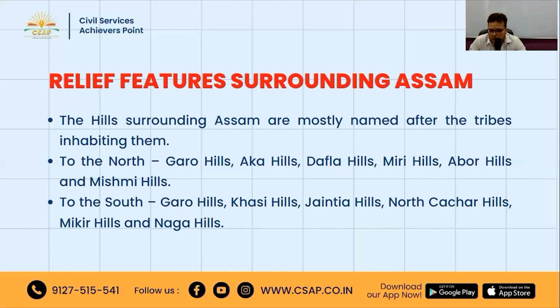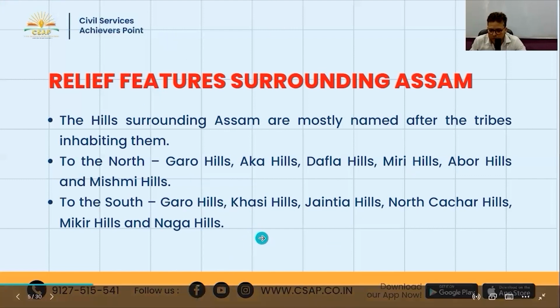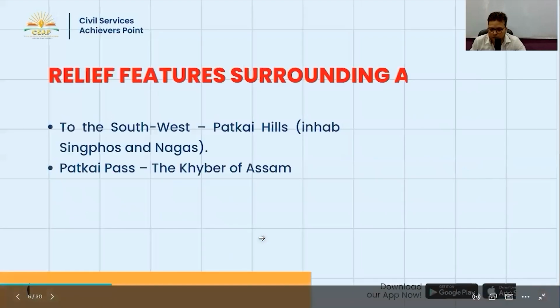North Kachar Hills, although not a part of Meghalaya, is today the district of Assam that occupies the North Kachar Hills, and that district is Dima Hasao district. Behind it are the Mikir Hills, and then the Naga Hills, where we mainly see the Naga tribe. So, the relief features surrounding Assam are very, very important from the examination point of view.